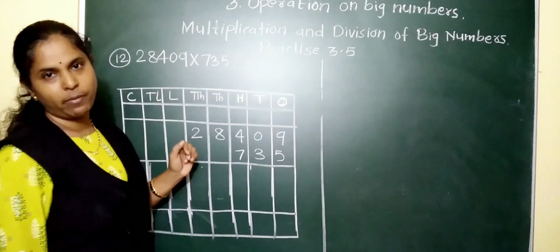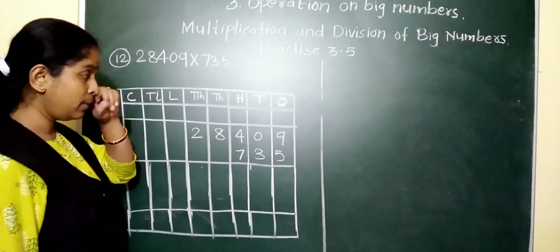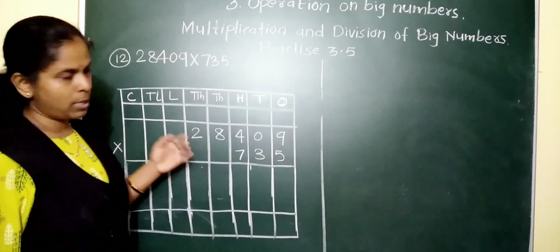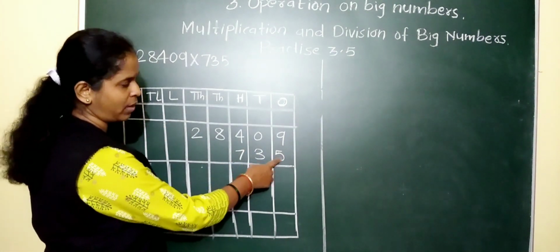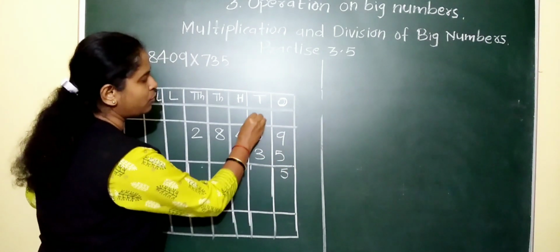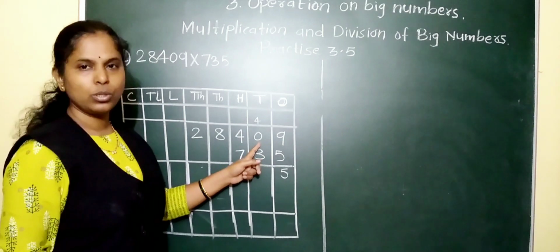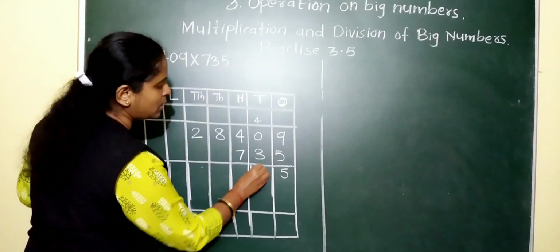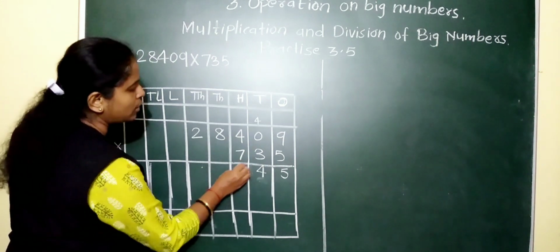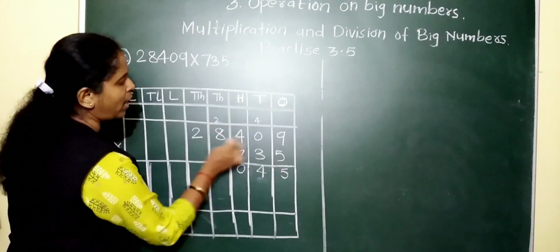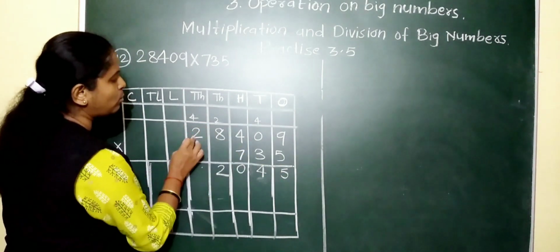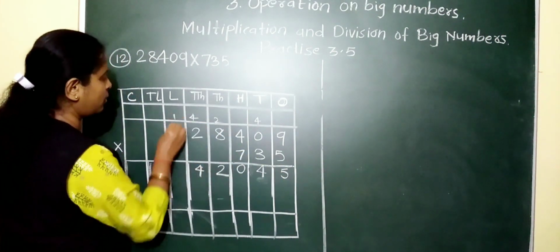28,409 multiplied by 735. So see here, again same method we have to use. One by one we will multiply. First we will multiply with 5. 5 9s are 45, so 5 carry 4. 5 into 0, 0, plus 4 as it is. Okay. Now 5 4s are 20, 0 carry 2. 5 8s are 40 plus 2, 42, 2 carry 4. 5 2s are 10 plus 4, 14.